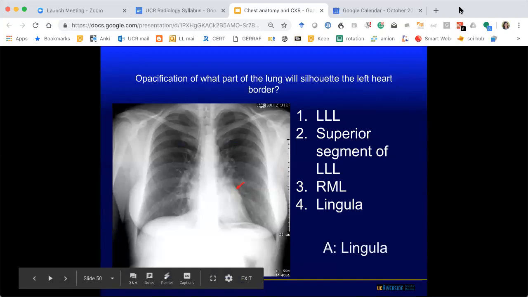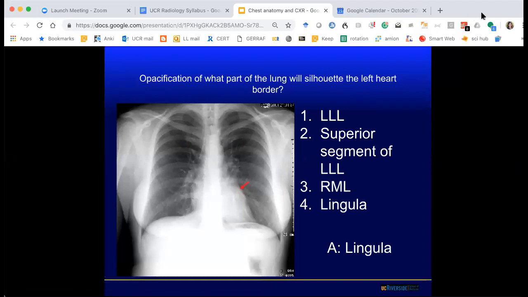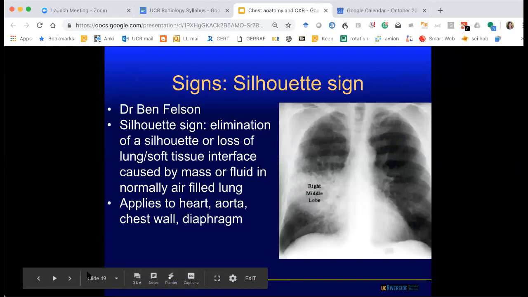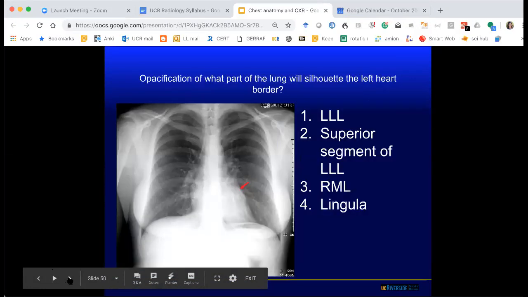So, question from Annie, can you go back to the description of the silhouette sign? Yeah. The silhouette sign refers to the absence of normal boundaries. Similar to the left heart border, normally we could see the right heart border. Oh, got it. And then here we don't see it anymore. So it's silhouetted out because they have the same density, and so you lose that boundary.